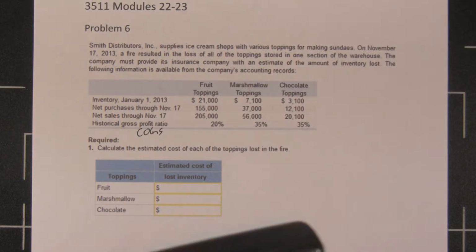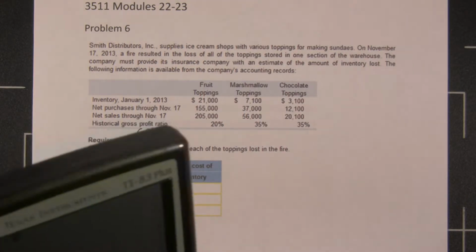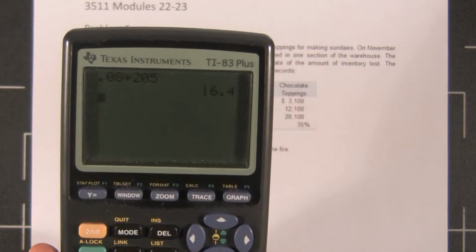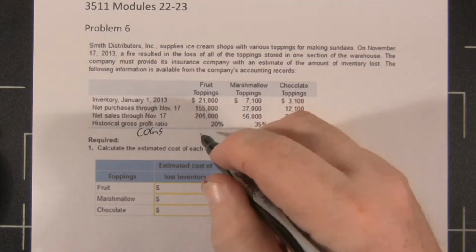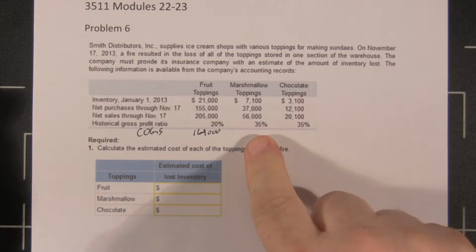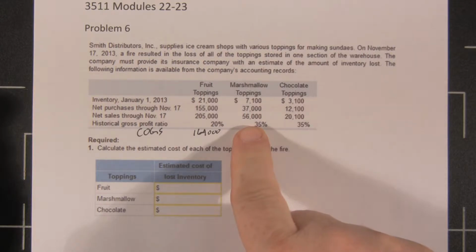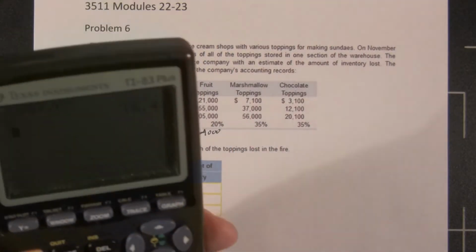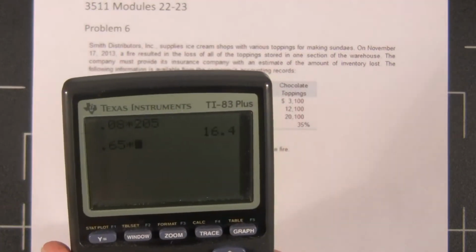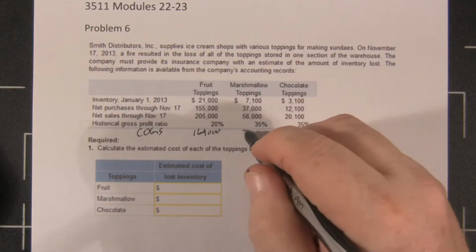Oops, sorry, 0.8 times 205,000 is 164,000, so 164,000. And then I have 0.65 times 56,000, and that's 36,400.